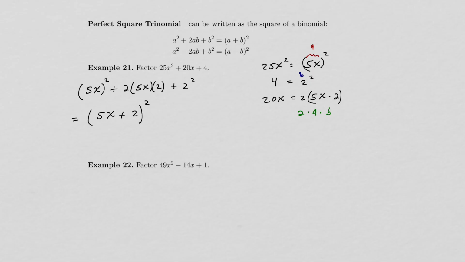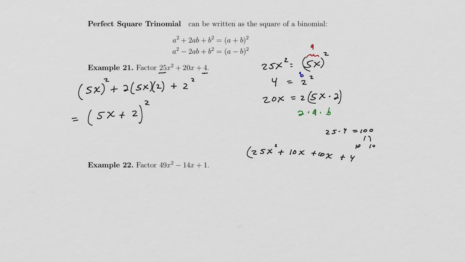Okay, but again, I think that's hard to recognize. So the way I would solve this problem is I would just do the regular AC rule. Let's do it that way and make sure we get the same answer. So if I multiply, I'll do it over here, 25 times 4, that gives me 100. Can I think of two things to multiply, give me 100, and add to give me 20? Yeah, 10 and 10, right? So this is positive 10, positive 10. So I can rewrite that middle term as 10x plus 10x.